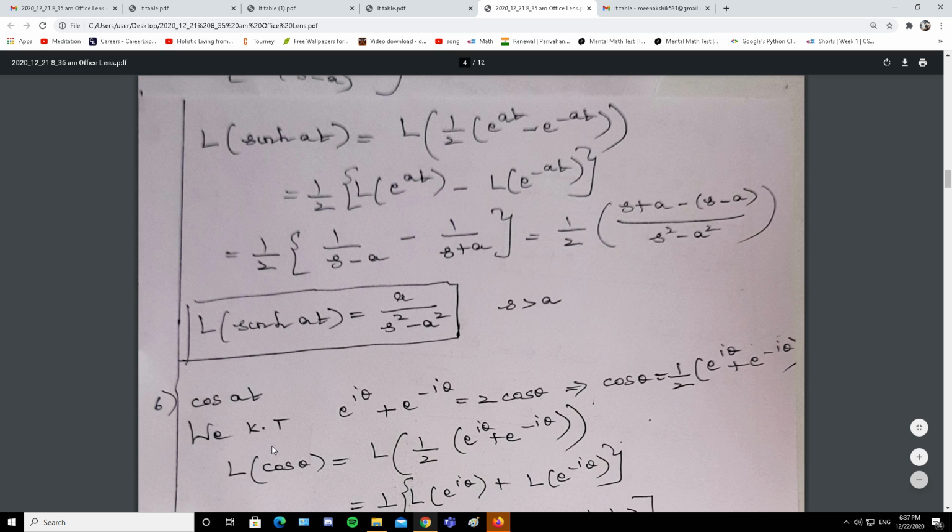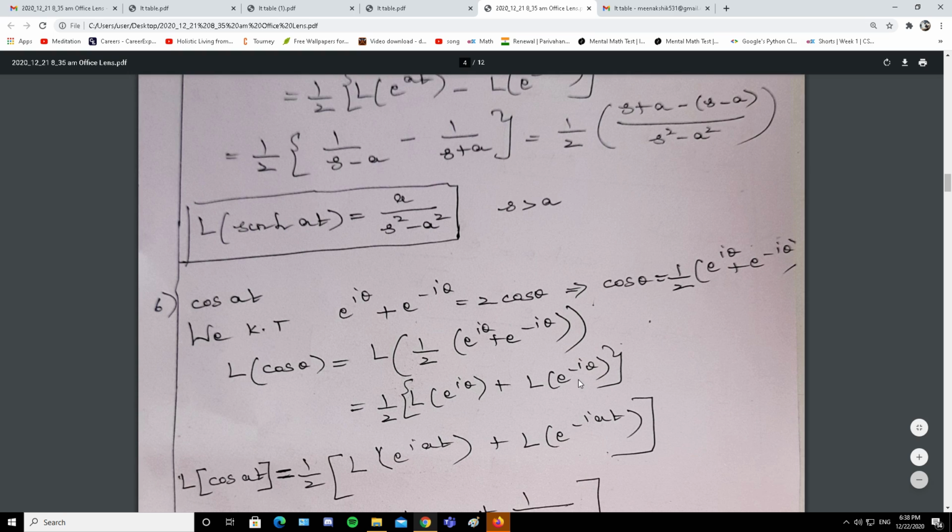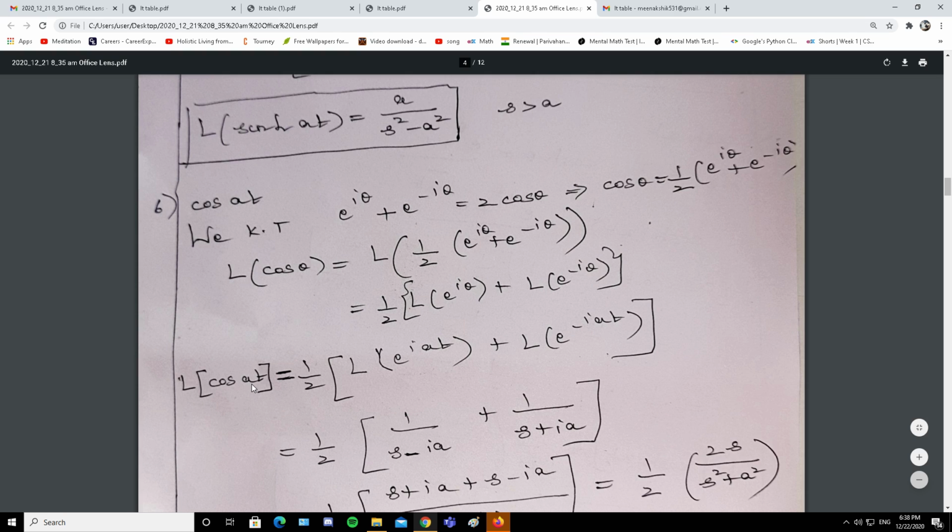Now the sixth one, cos at. So what is cos theta? Half of e power i theta plus e power minus i theta. So if you take Laplace on both sides, Laplace of cos theta is half of Laplace of e power i theta plus e power minus i theta. In the next step, it is split into 2. Then theta is replaced by at. So Laplace of cos at is half of Laplace of e power iat plus Laplace of e power minus iat.